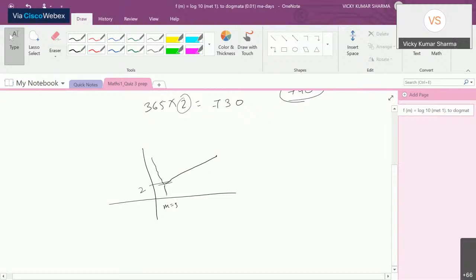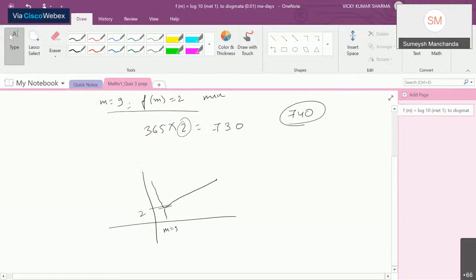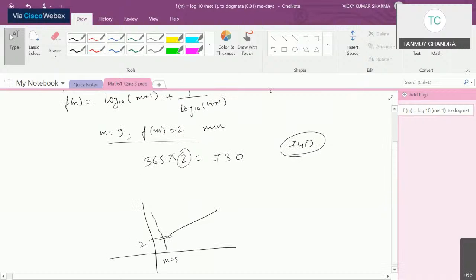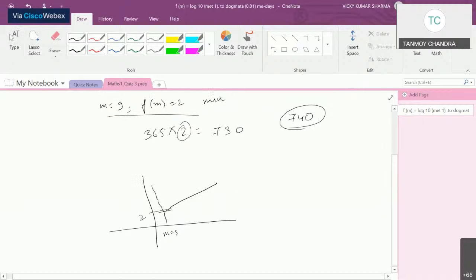So can we look at question number 4 in the graded assignment? Sir, I have one more doubt here. Sir, how did you get 740? Okay, I'll take up question number 4 in a while. Somebody has a doubt: how did you get 740?